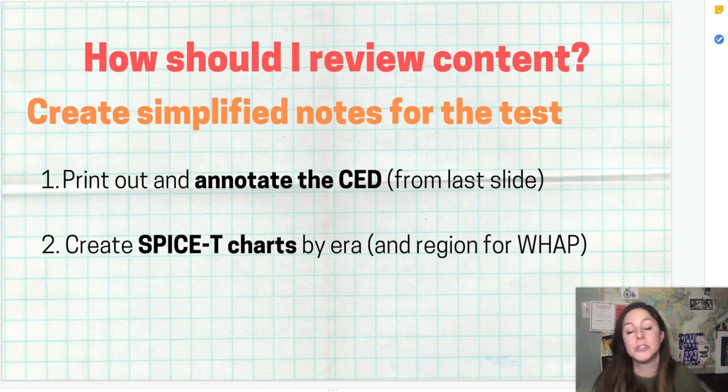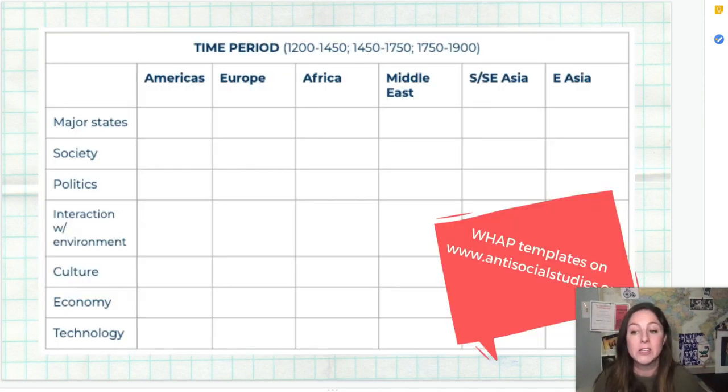The other thing you can do is you can create thematic charts. So at least in AP World History, we use SPICE T themes. That is society, politics, interaction with the environment, culture, economy, and technology. And you can create SPICE T charts for each era of your course. Here's what one might look like. So this is for AP World.